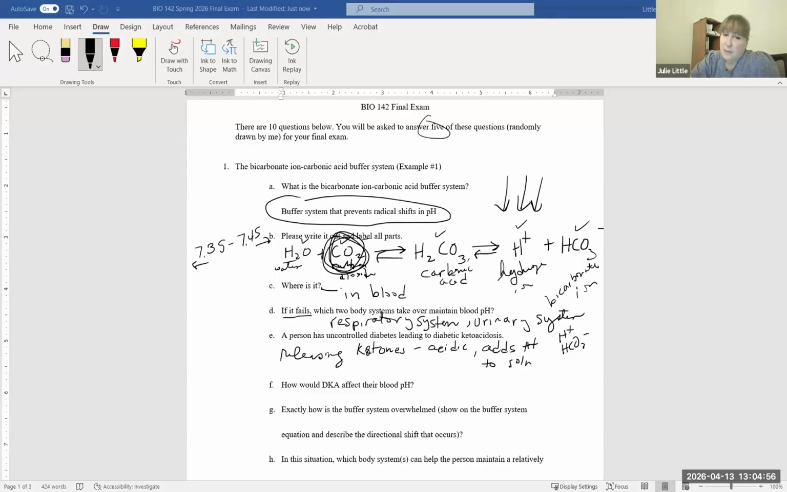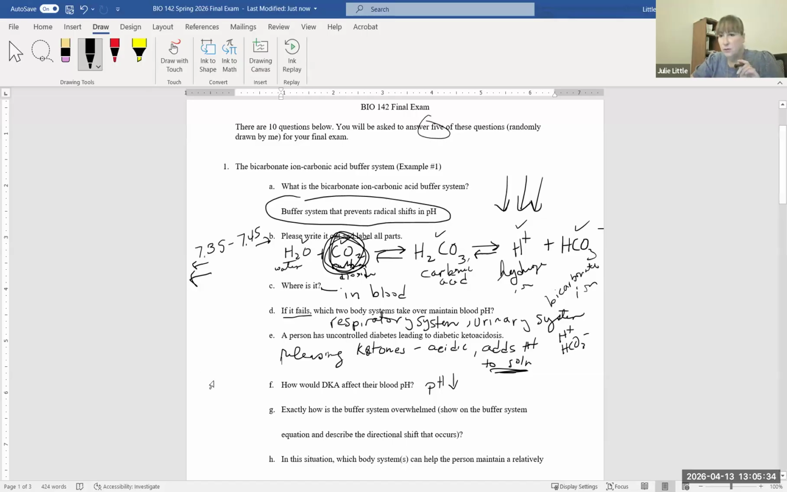So on E, when it says a person has uncontrolled diabetes leading to diabetic ketoacidosis, that is just a statement. I added that underneath to let you know that it's the ketones that are going to add hydrogen ions to solution. And then maybe you'll know how DKA can affect blood pH. Well, if we're adding hydrogen ions to the solution, then our pH drops, because the more hydrogen ions you have in a solution, the lower the pH. And so if we go to the scale, we're dropping down to acidosis, a condition of having acid.